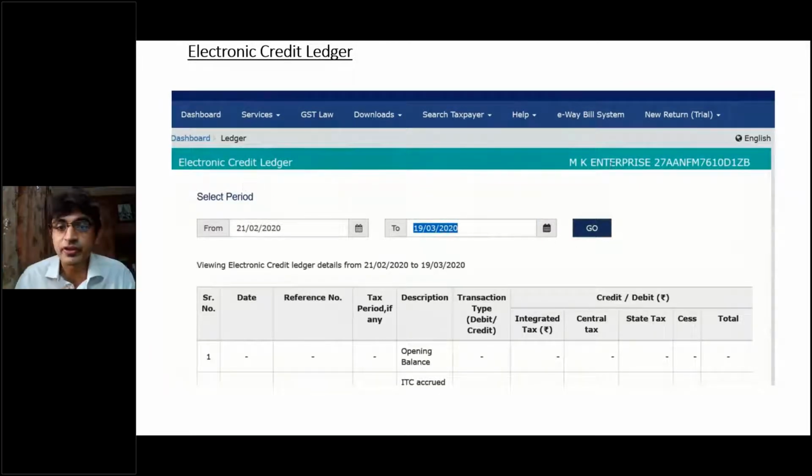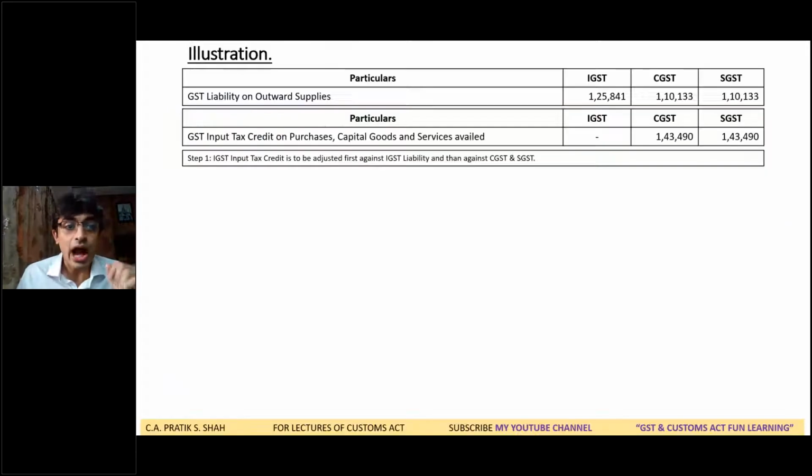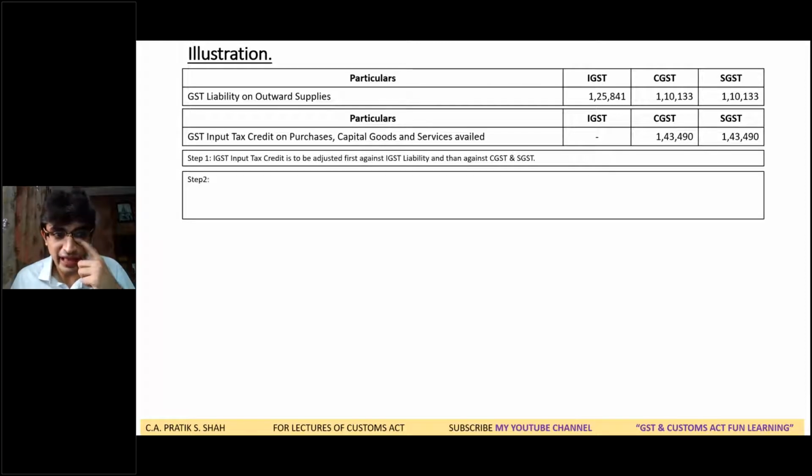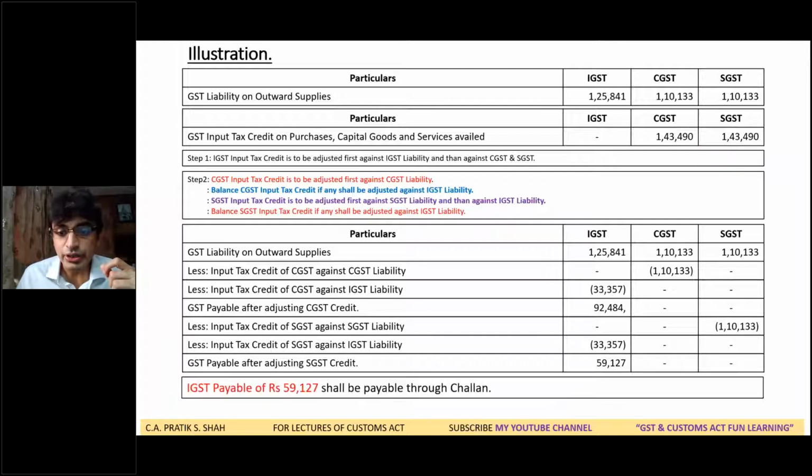You can check it. See this. Getting it 1,43,000 CGST, 1,43,000 SGST. Matching. Okay, now after this, you have utilized all the ITC, which I explained to you. So after utilizing, your final answer comes to 59,127.